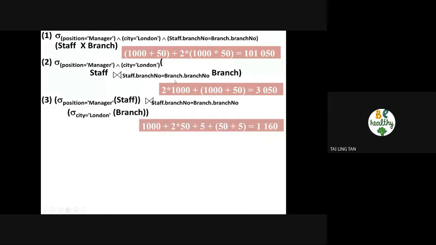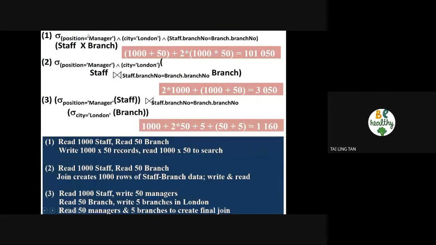So how are we going to get these numbers? For the first one, we have 1,000 staff, so it reads 1,000 staff. We have 50 branches, so we read 50 branches. Based on these two, we write 1,000 times 50 records to the disk, and then we read another 1,000 times 50 to search. We write and then we search again. Based on this number, we do the searching again. So we continue doing this, and the time we need to go through is a lot.